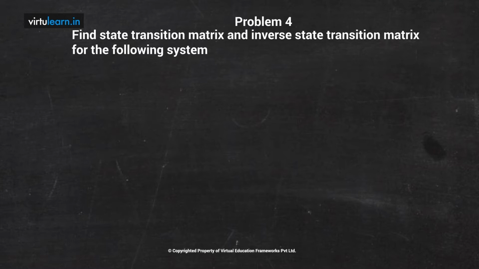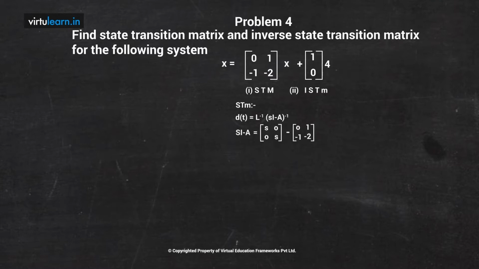Now the system model is given like this: x dot is equal to the matrix 0, 1, minus 1, minus 2, and the B matrix is 1, 0, times u. So for this, find out the STM. We have a formula available, so you can use the formula directly. Your phi of t is the Laplace inverse of (sI minus A) whole inverse. We know that s is the Laplace variable, I is the identity matrix, and A is the system matrix which is given.